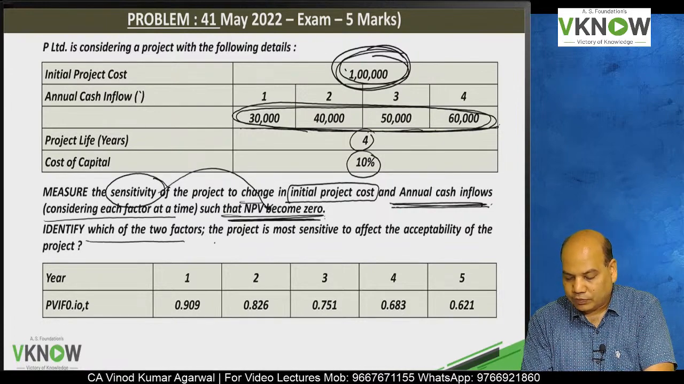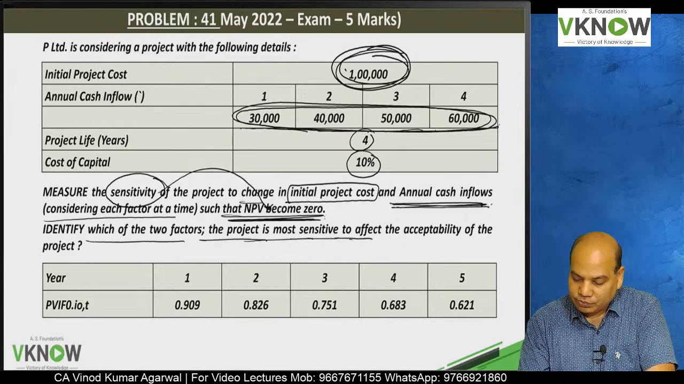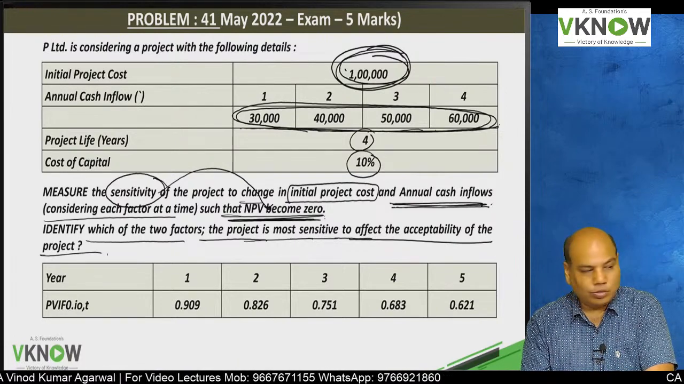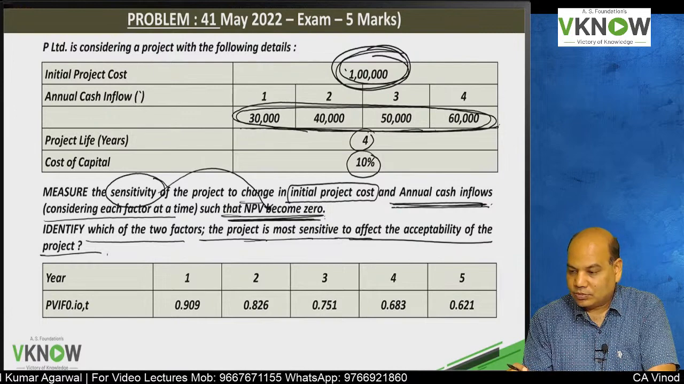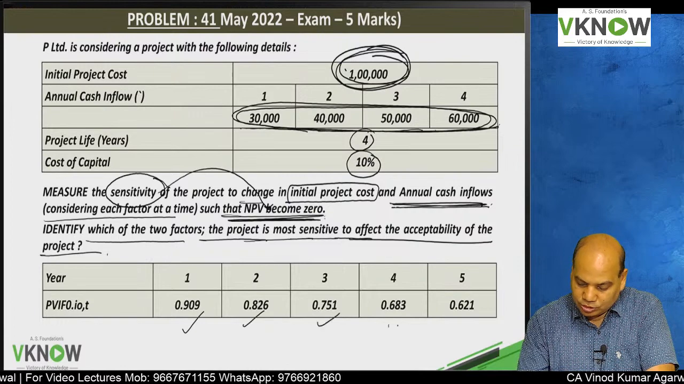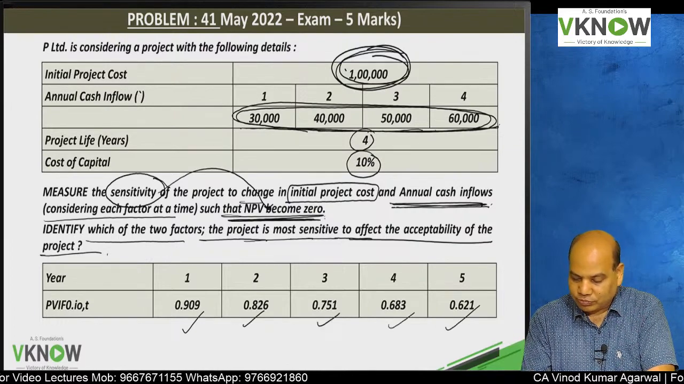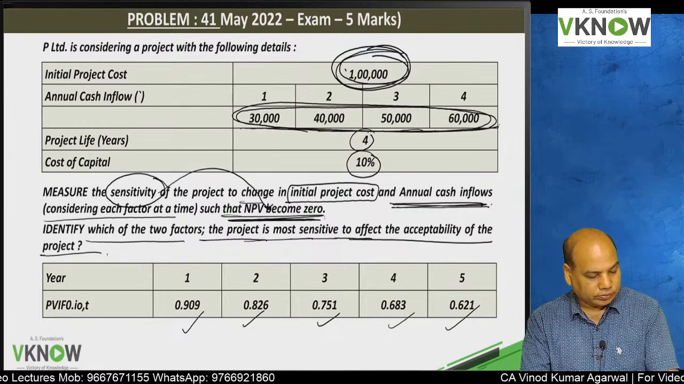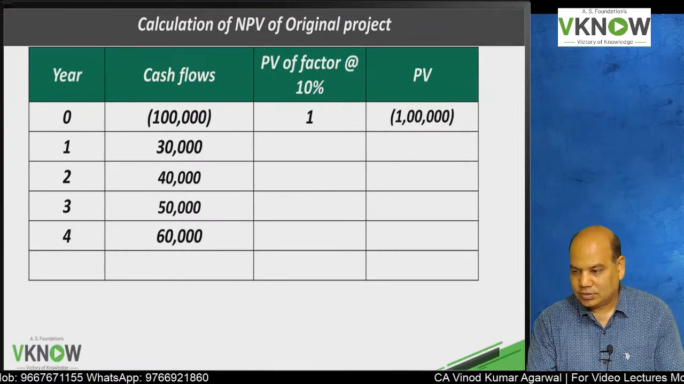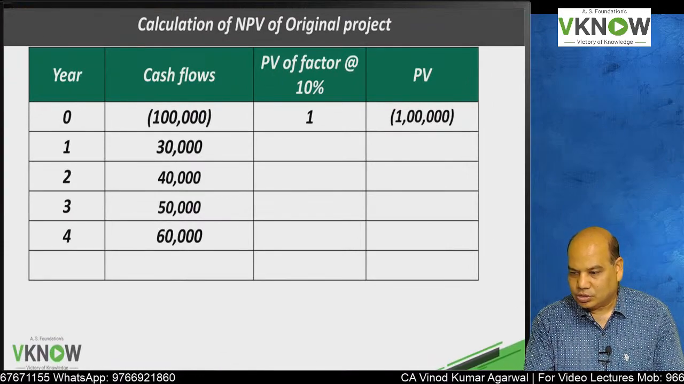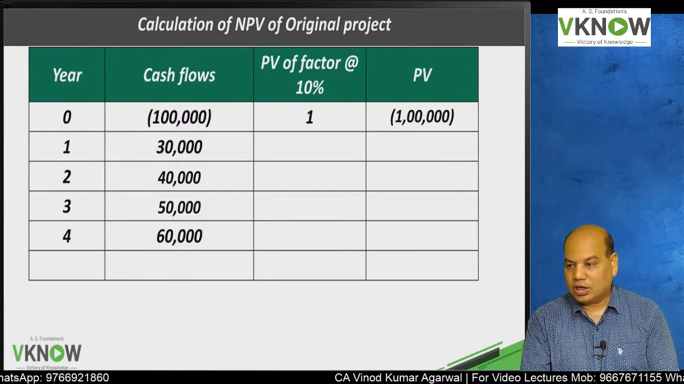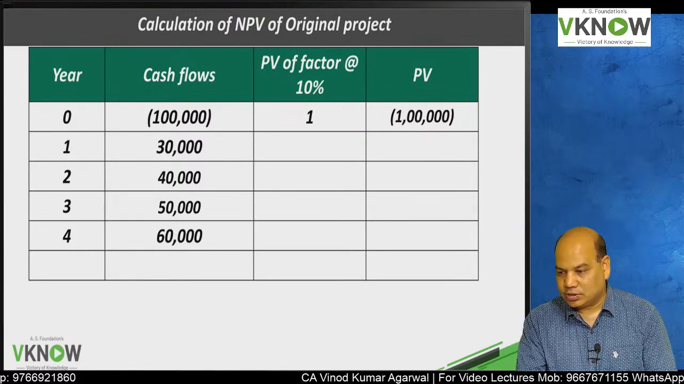Identify which of the two factors the project is most sensitive to, affecting the acceptability of the project. So the one which will have lower sensitivity percentage, the project is most sensitive to that variable. Is it right? And to help you, your dear and kind institute has given you factors also. So are you ready to solve this wonderful question? Say yes. Write down calculation of NPV of the original project.